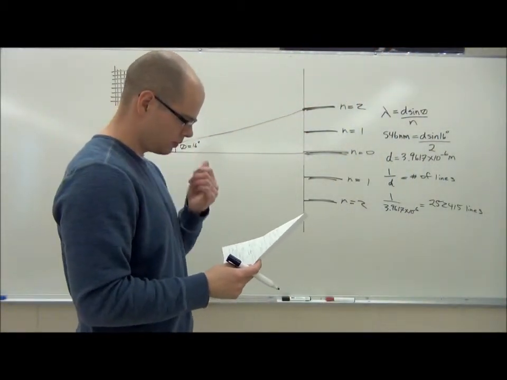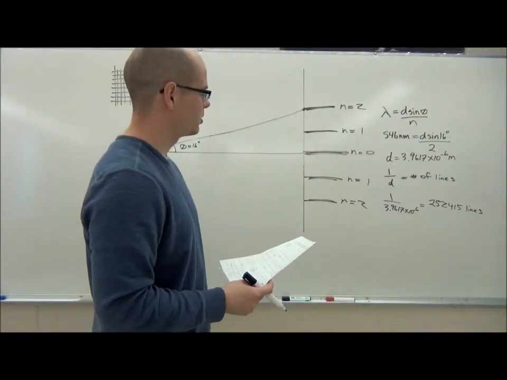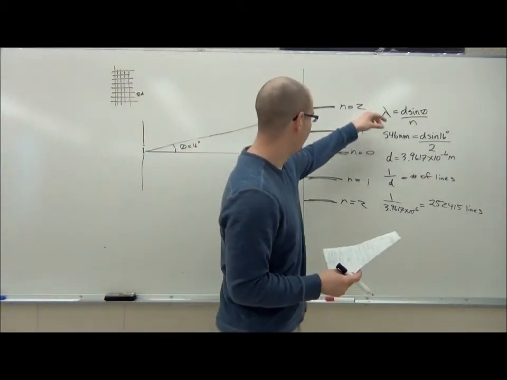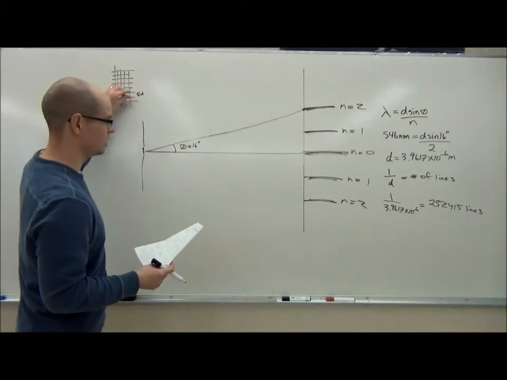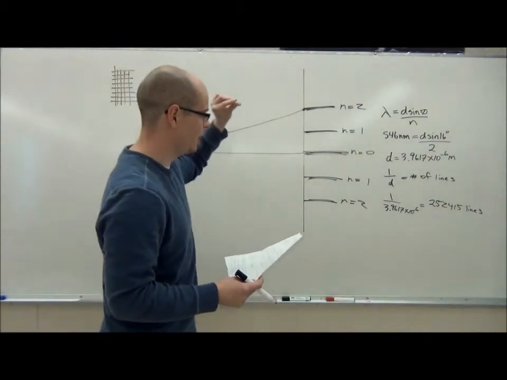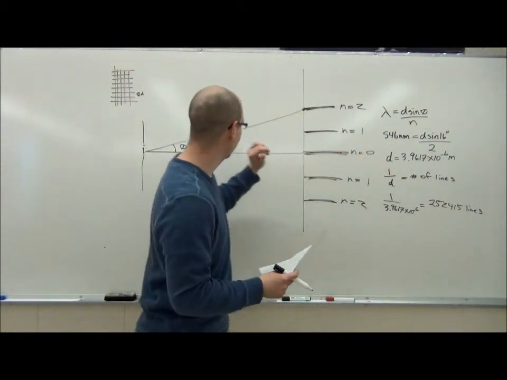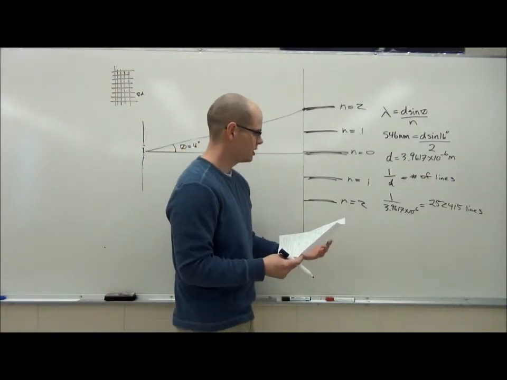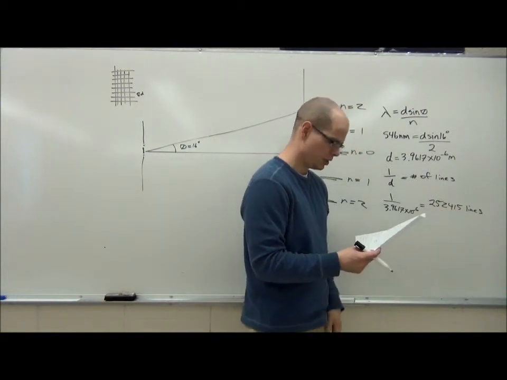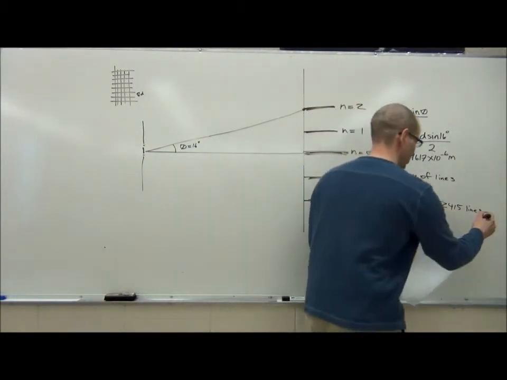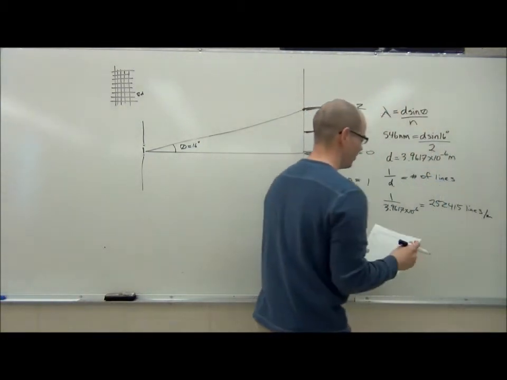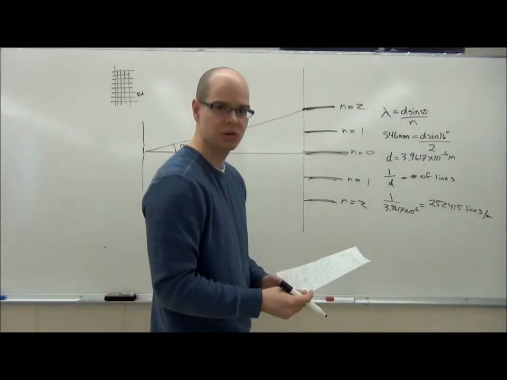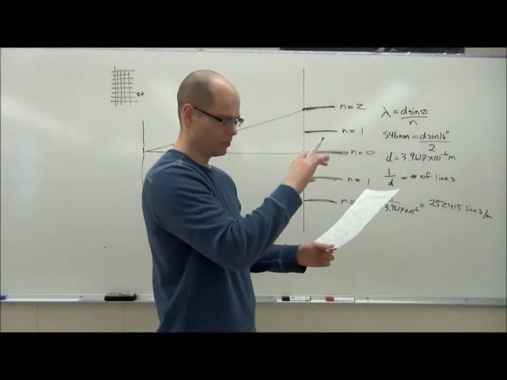From here, now I just need to convert that to centimeters. So quick recap, I found d, the distance between slits, which I then took the inverse of. I now know how many lines I have in my diffraction ruling. Problem is this is in lines per meter. I want to know how many lines I have per centimeter, so I'm going to set up a quick ratio.